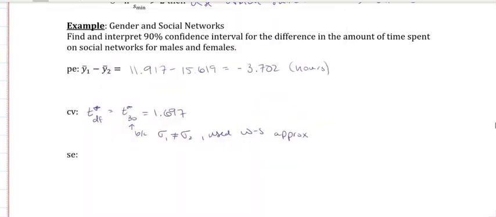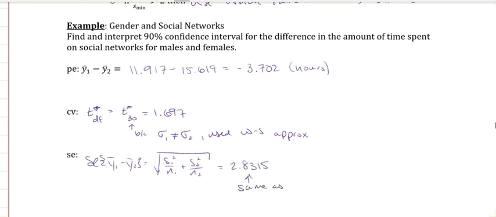And then finally, the standard error for our confidence interval, this is the same that we had for our hypothesis test as well. So because we assume unequal standard deviations, this is going to be the standard error of y1 bar minus y2 bar, and this would be the square root of s1 squared over n1 plus s2 squared over n2. And we found before that this is 2.8315. This is the same as for the hypothesis test.